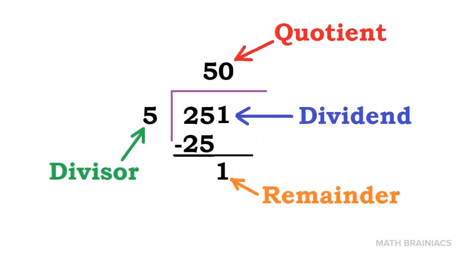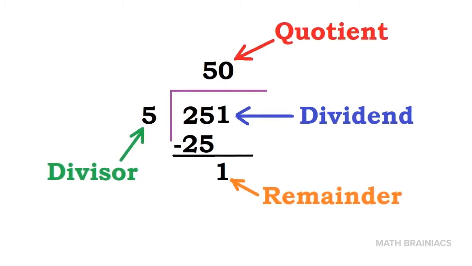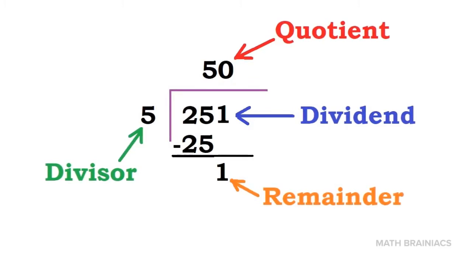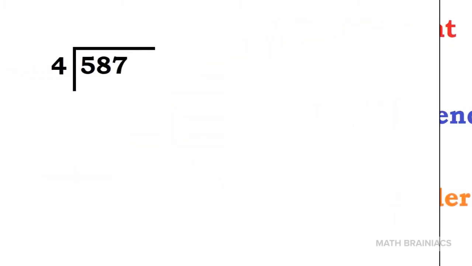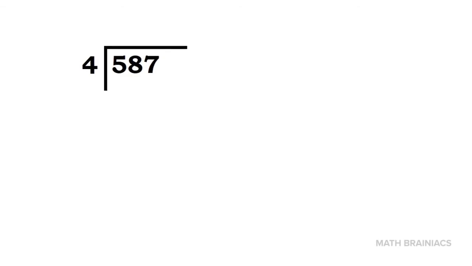Let us recall first the parts of the division. 251 divided by 5 is equal to 50, remainder 1. 251 is the dividend, 5 is the divisor, 50 is the quotient, and 1 is the remainder. Let us work on this example so that you will be guided.